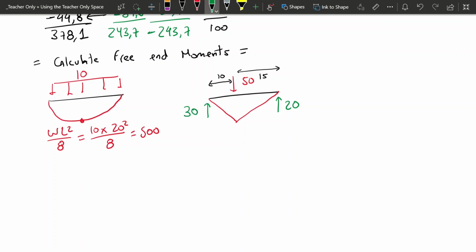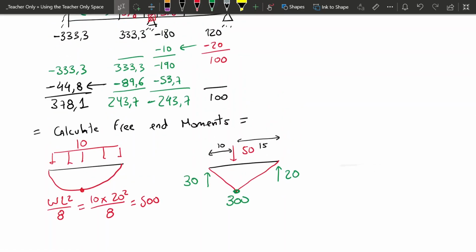If you have 30 on the left, it makes sense because the 50 is closer to the left than to the right. So now, if we want to know the moment here, we can either do 30 times 10 or 20 times 15, and we get the moment here is 300. Okay, now we're in a situation to do the bending moment diagram.